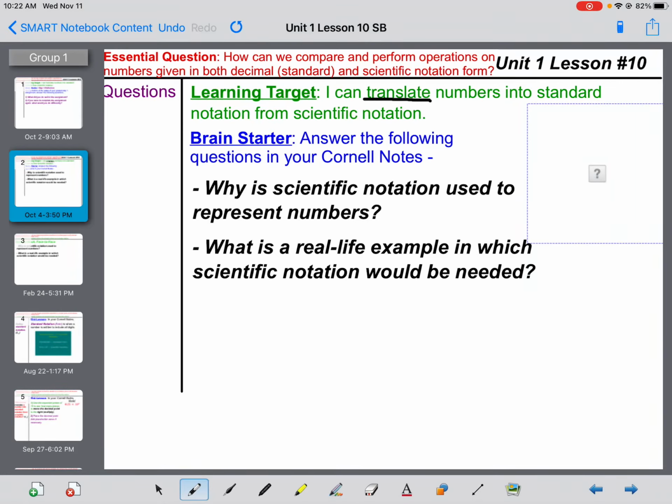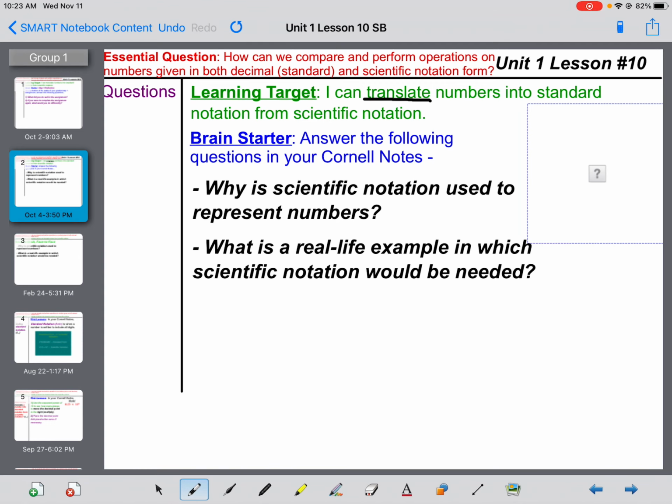EQ is how can we compare and perform operations on numbers given in both decimal and scientific notation. Today's learning target is I can translate numbers into standard notation form from scientific notation form. The verb in today's learning target is translate. It's going to be very similar to Lesson 9, but we're just doing the opposite.